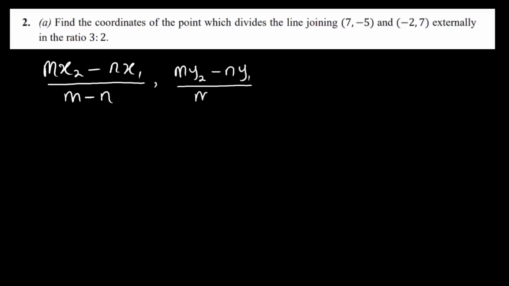(mx2 - nx1) all over (m - n), comma, (my2 - ny1) all over (m - n). So this is your division for x and y axis.